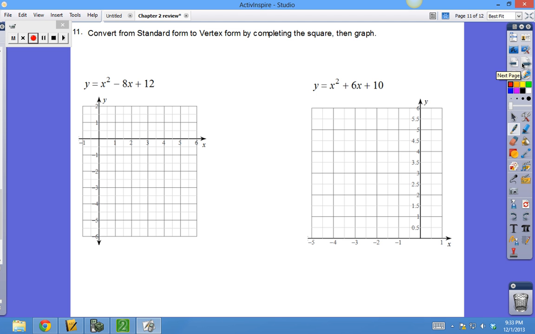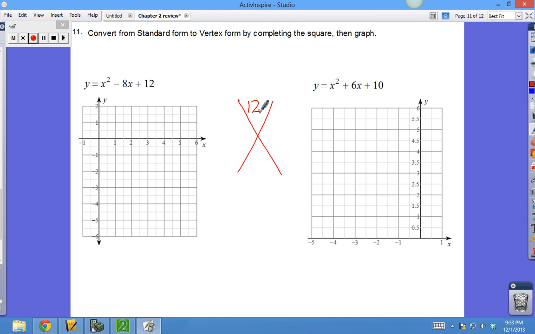11. Now let's talk about vertex form. So look at this one. If you tried to factor this, what's going to multiply and give you 12, add and give you a minus 8? And the answer is no integer will.